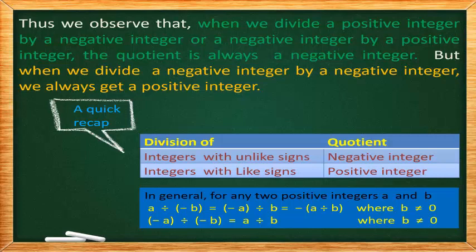Here in general, for any two positive integers a and b, a divided by minus b or minus a divided by b is equal to minus (a divided by b), or we get a negative integer. But if a negative integer a is divided by a negative integer b, then the quotient will always be a positive integer.